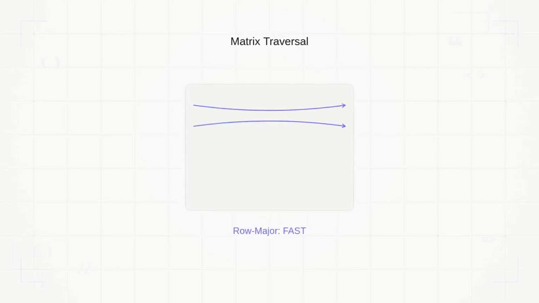Let's look at a classic example, summing a 2D matrix. If you iterate row by row, you are reading memory linearly. The CPU's prefetcher sees this pattern and starts grabbing the next cache lines before you even ask for them. It's incredibly fast. But if you swap the loops and iterate column by column, you are jumping across memory with every step. For a large matrix, every single access could be a cache miss. The logic is identical, the result is identical, but the column major version can be 10 to 100 times slower because it forces the CPU to wait for RAM on every single addition.